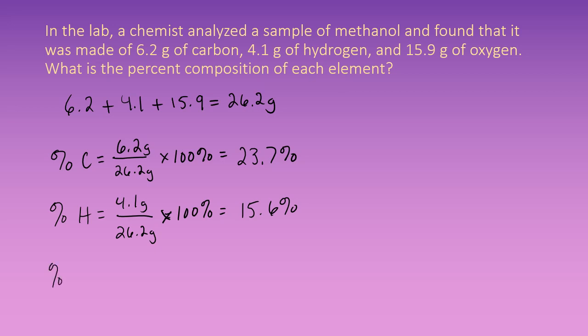And finally, we are going to calculate the percent of oxygen in our compound. We see that we have 15.9 grams of oxygen, 26.2 total grams of compound, multiply by 100%. I'm starting to want to leave that step off a lot. We arrive at about 60.7% of our compound is oxygen.